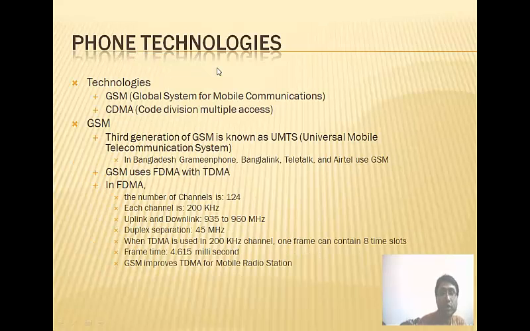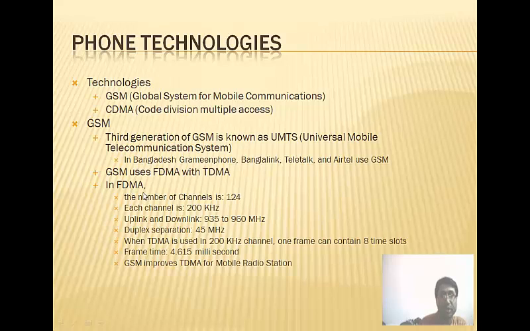Okay, phone technologies. Two different types: GSM and CDMA. Global System for Mobile Communications and Code Division Multiple Access. GSM is currently at the third generation of mobile. We'll see the different generations after a little while. The third generation of GSM is known as UMTS, Universal Mobile Telecommunication System. In Bangladesh, Grameenphone, Banglalink, Teletalk, and Airtel use GSM. GSM uses frequency division multiple access with TDMA, used just to create more channels.